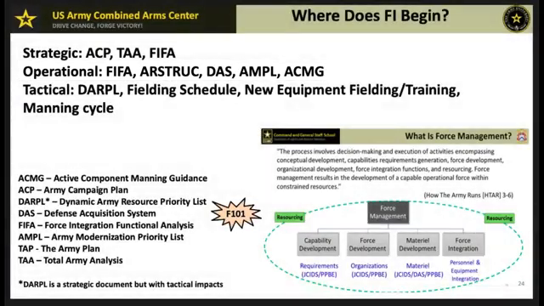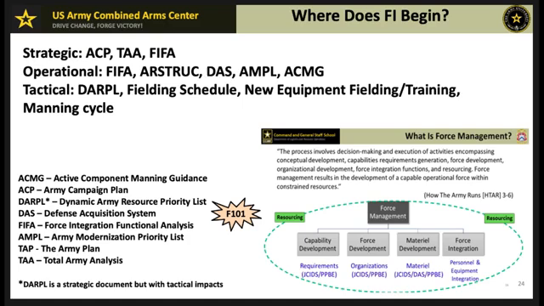At the operational level, tools such as the Dynamic Army Resourcing Priority List, DARPL, the RStruct, and the Army Modernization Priority List, AMPL, help to establish priorities and manage resources, ensuring capabilities align with operational requirements. At the tactical level, the DARPL informs tactical decisions like fielding schedules and equipment training. It ensures that the right resources are available for unit readiness in real-world operations.